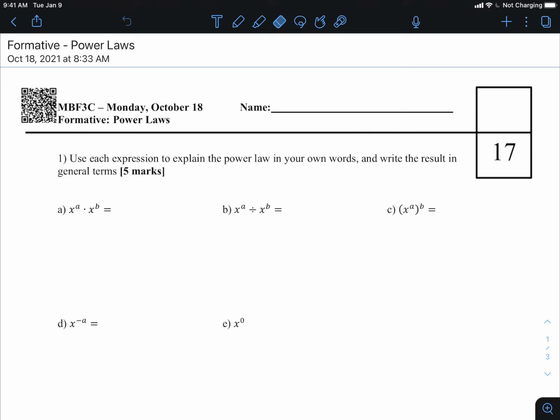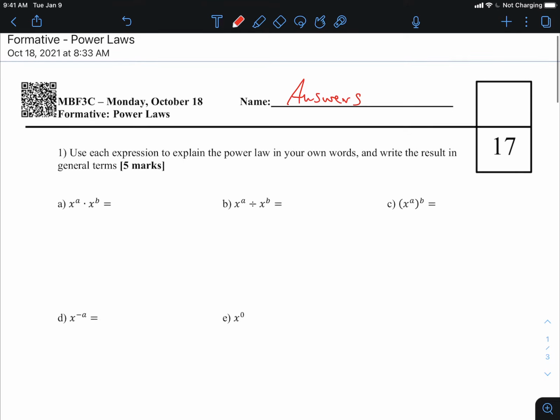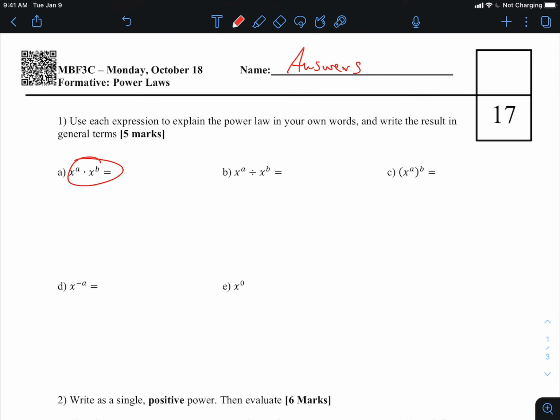All right, first things first. Okay, we've got to write answers down, right? Because that's what we're doing. Okay, so who knows what we're going to do here?